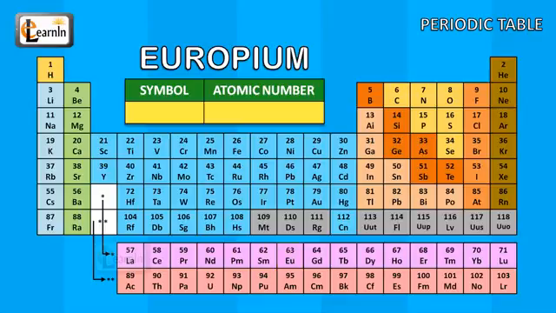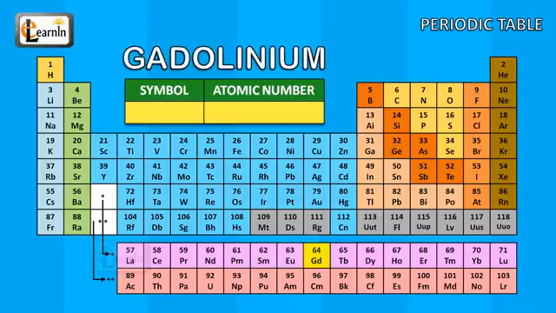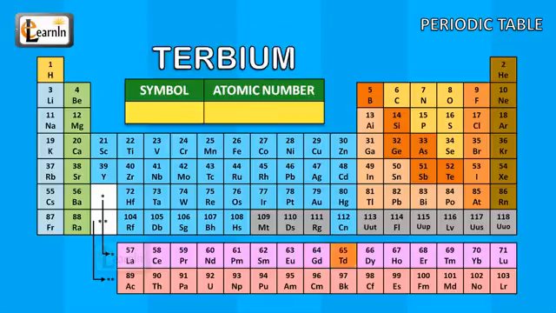The element europium is represented as Eu and has an atomic number of 63. The element gadolinium is represented as Gd and has an atomic number of 64. The element terbium is represented as Td and has an atomic number of 65.